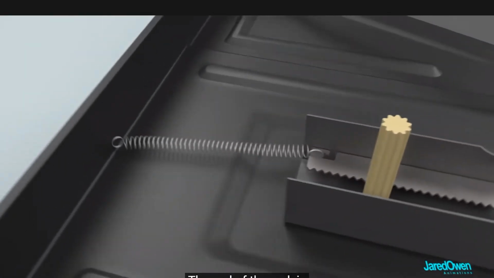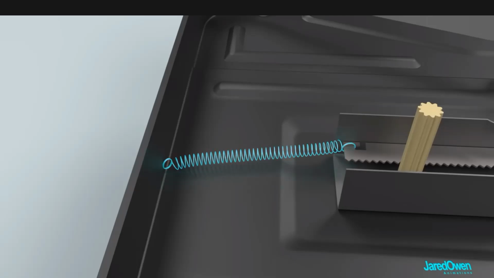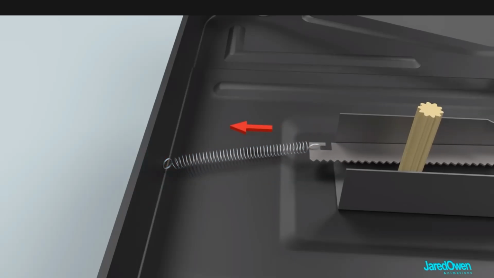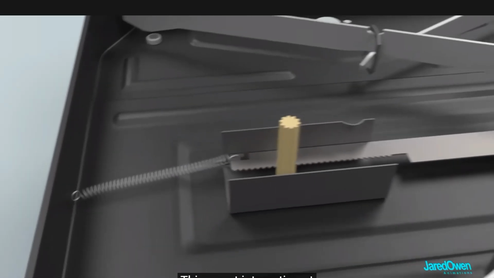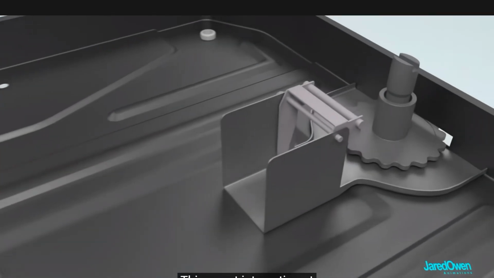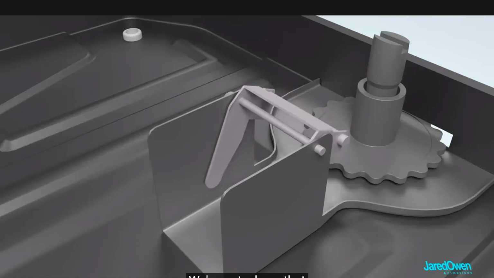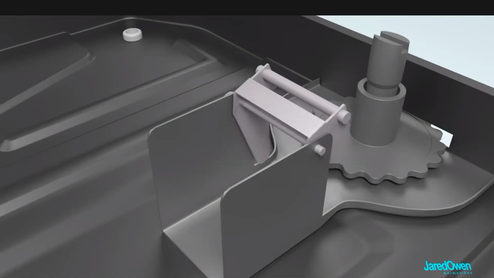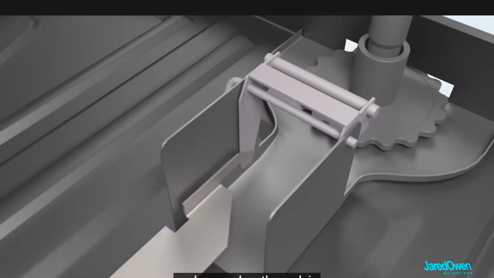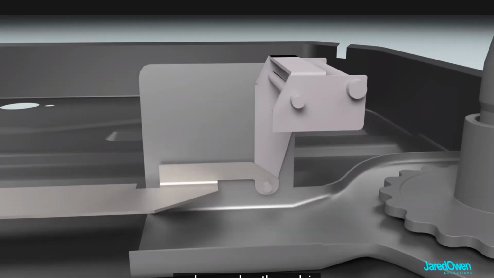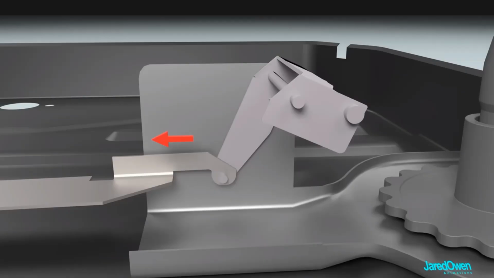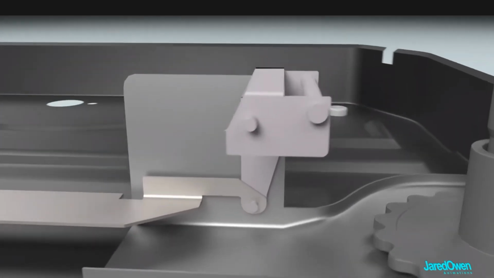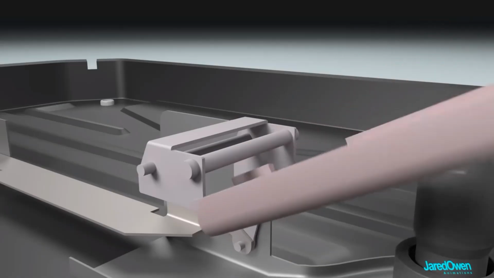The end of the rack is attached to a small spring which pulls it towards the edge. Things get interesting at the other end of the rack. We've got a lever that can pivot back and forth. It's attached to the rack, and remember, the rack is constantly being pulled this way. The only thing stopping it is another metal plate right beneath it.